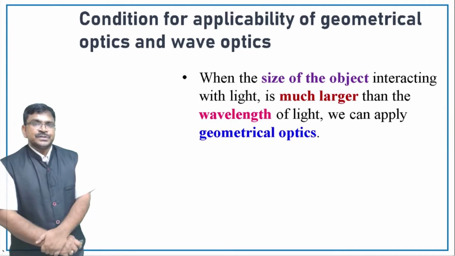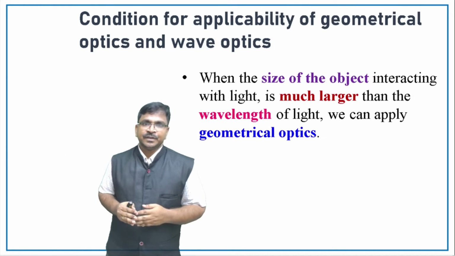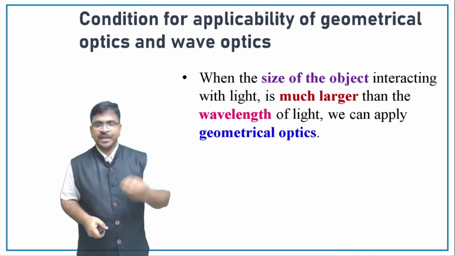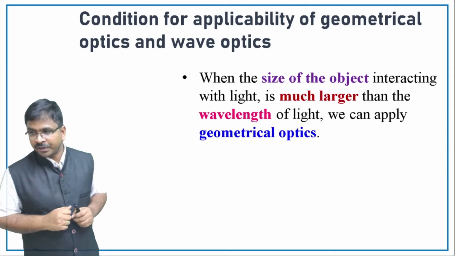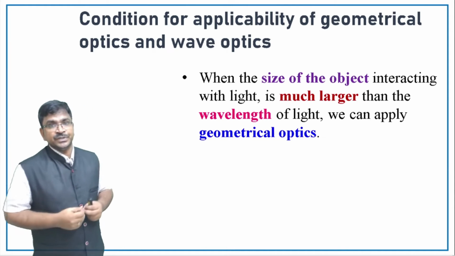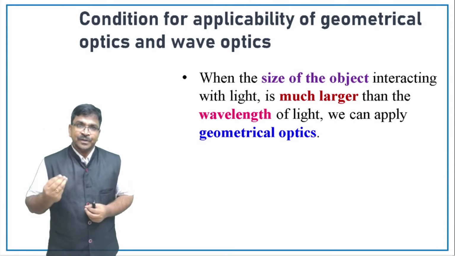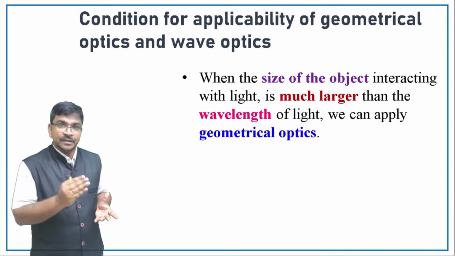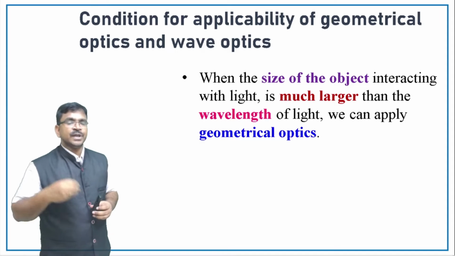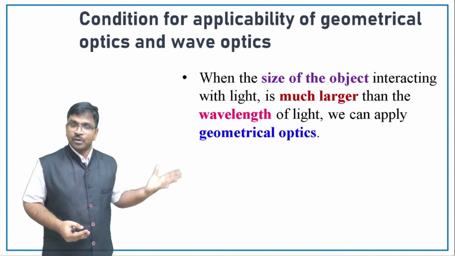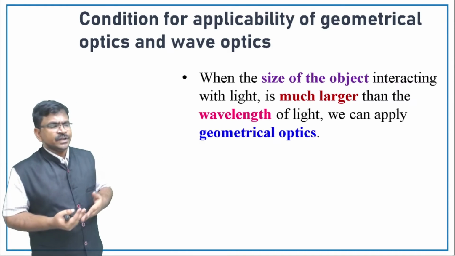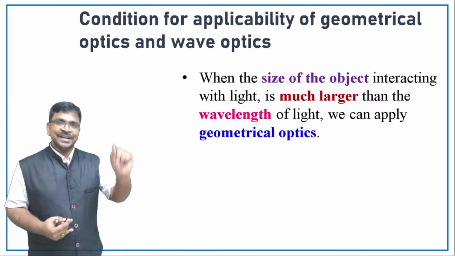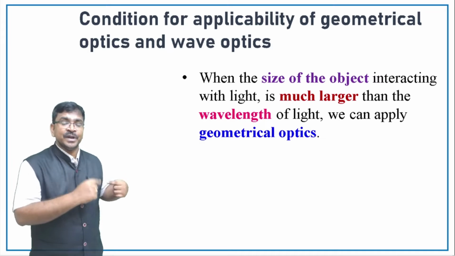See here. Suppose we consider the size of the object which is interacting with light. Suppose the source is a bulb or sunlight, and the object may be a bottle, or a chair, or a human being. If the size of the object interacting with the light is much larger than the wavelength of the light, then, we know the wavelength of light is in nanometers, micrometers or Fermi, and a chair is very large compared to the wavelength of the light, so the chair can be studied in geometrical optics.